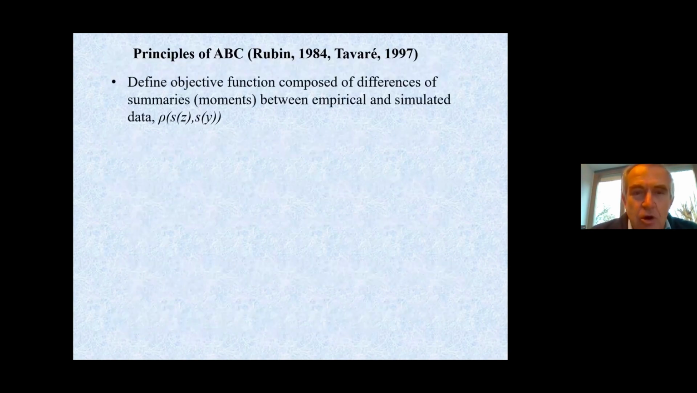You define an objective function that is composed of the differences of moments between empirical and simulated data, which I call rho of S set and SY. S set and SY are the summaries for the simulated data and for the empirical data, and rho summarizes the differences. So that's pretty much what you do in a GMM or SMM approach as well.